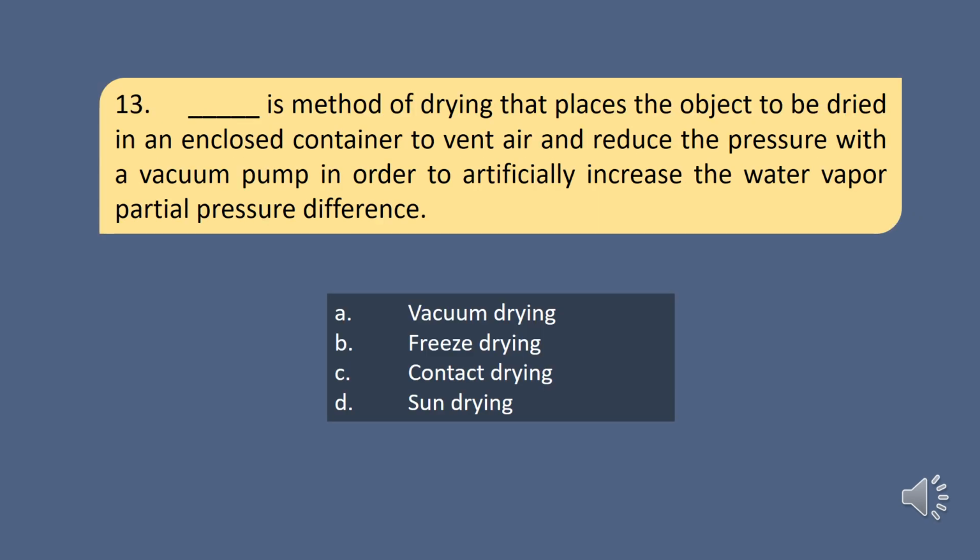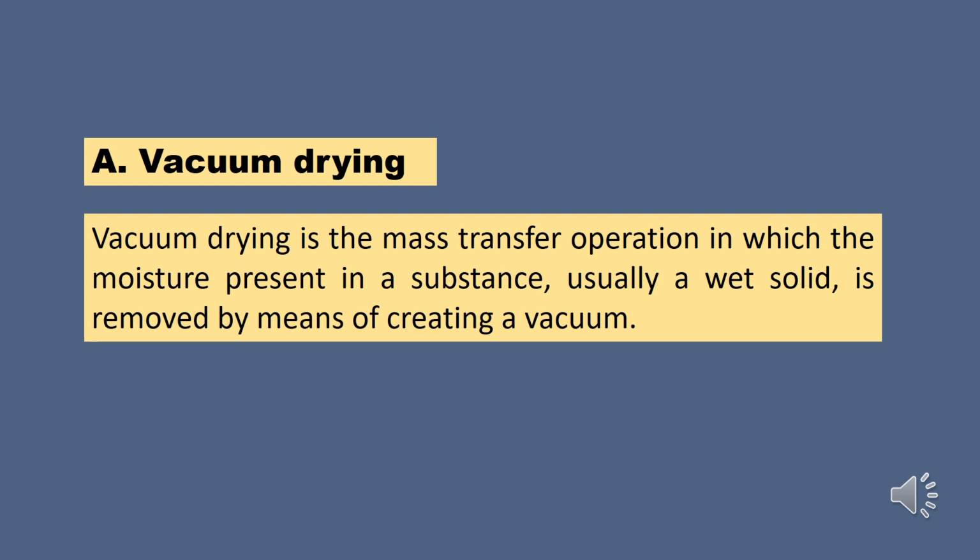13. Blank is a method of drying that places the object to be dried in an enclosed container to vent air and reduce the pressure with a vacuum pump in order to artificially increase the water vapor partial pressure difference. A. Vacuum drying. B. Freeze drying. C. Contact drying. D. Sun drying. 5, 4, 3, 2, 1. The correct answer is letter A. Vacuum drying. Vacuum drying is the mass transfer operation in which the moisture present in a substance, usually a wet solid, is removed by means of creating a vacuum.